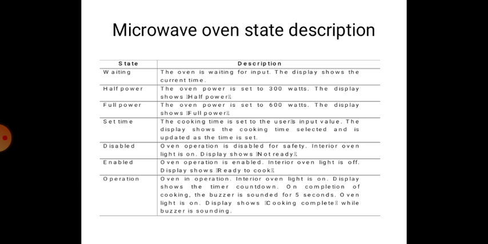So the microwave oven state description is available here, with the states towards the left and the description towards the right. You have states such as waiting, half power, full power, set time, disabled, enabled, operation. All these states you can study, and I have described all of them earlier. You can study them later for your sake. These states will be available in the PDF file also.